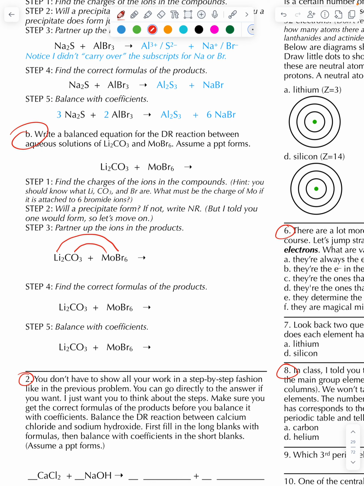So let's just first partner them up. What is going to be the partner between the lithium and the bromine? Well, the lithium is going to form a +1 ion, right? And what's bromine? Br-, right?